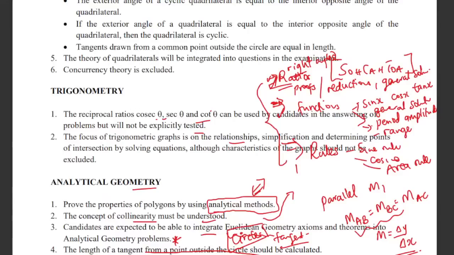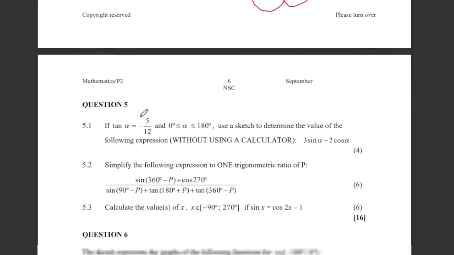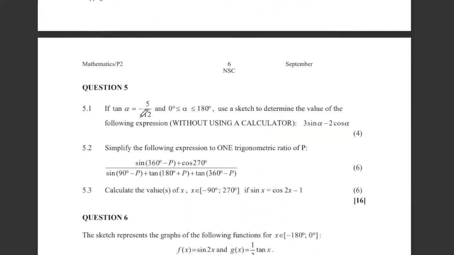So let's see, as we break this down further, if we have a question like this, which in most cases doesn't miss, they give you tan alpha is equal to this, and then they give you the range of degrees where we must find it. Then they tell you to use a sketch to determine the value of the function. So there are scenarios where we use the sketch.